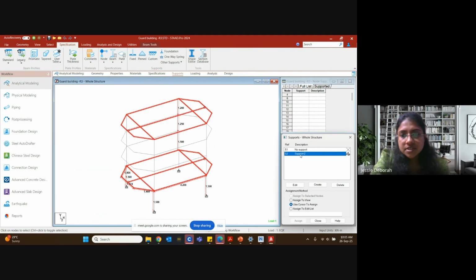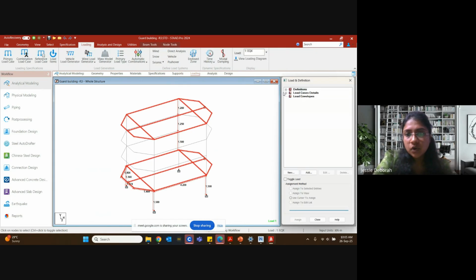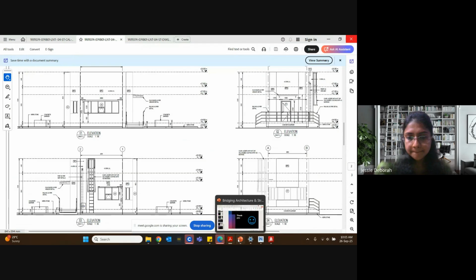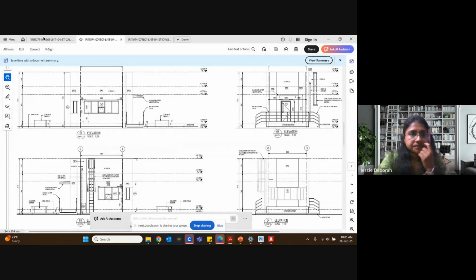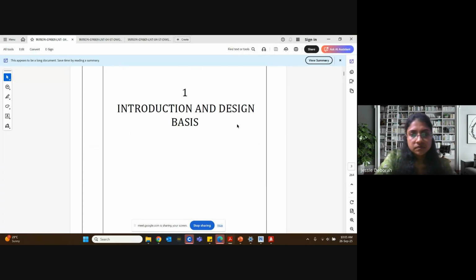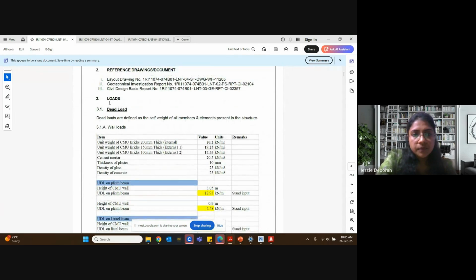Okay, this structure is a very minimal basic structure. So we are assigning supports, a fixed support number we are giving here. Okay, loading. Now loading, if you see, so loading. Okay, dead load. So this is how we work.